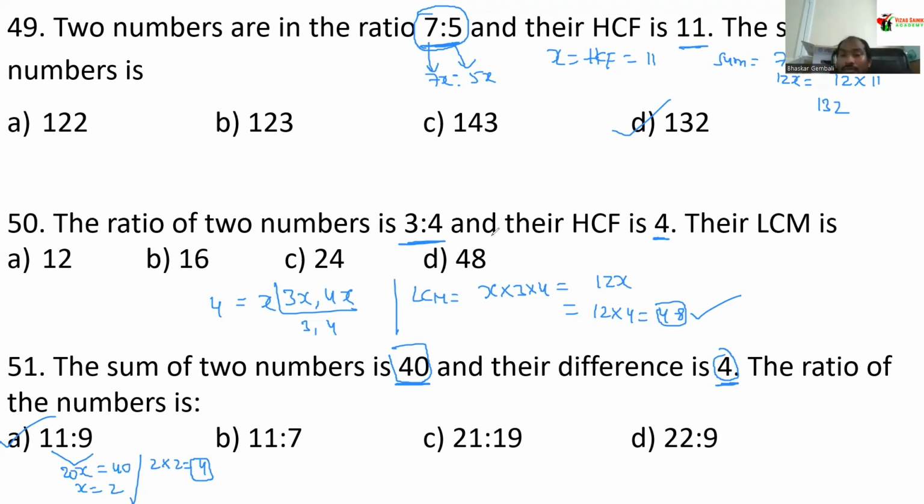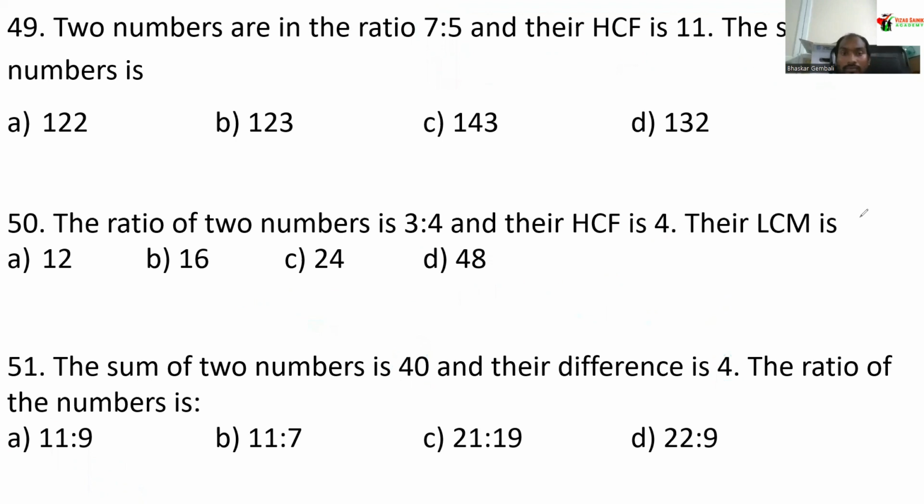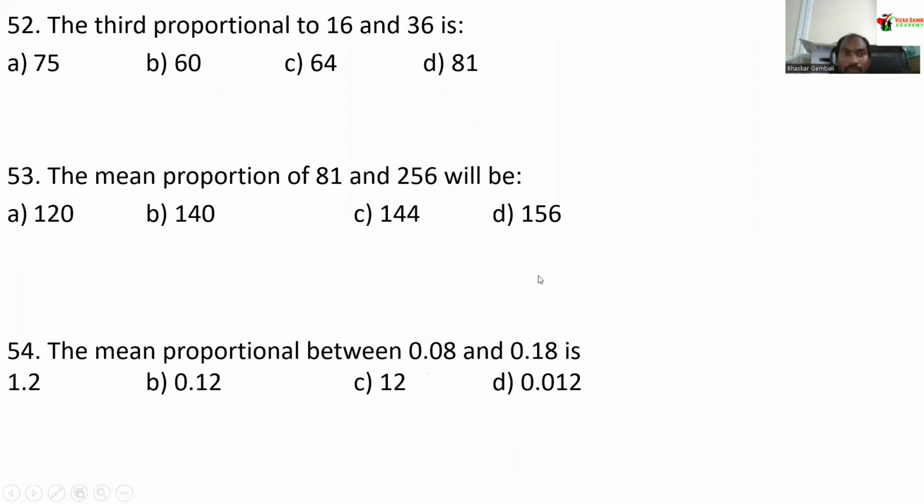My next question. The third proportion. We already discussed the third proportion. It's easy, let me explain. The third proportion of 16 and 36. We need the third proportion, but they are giving the first and second. That means 16:36, and the second term has to come twice.